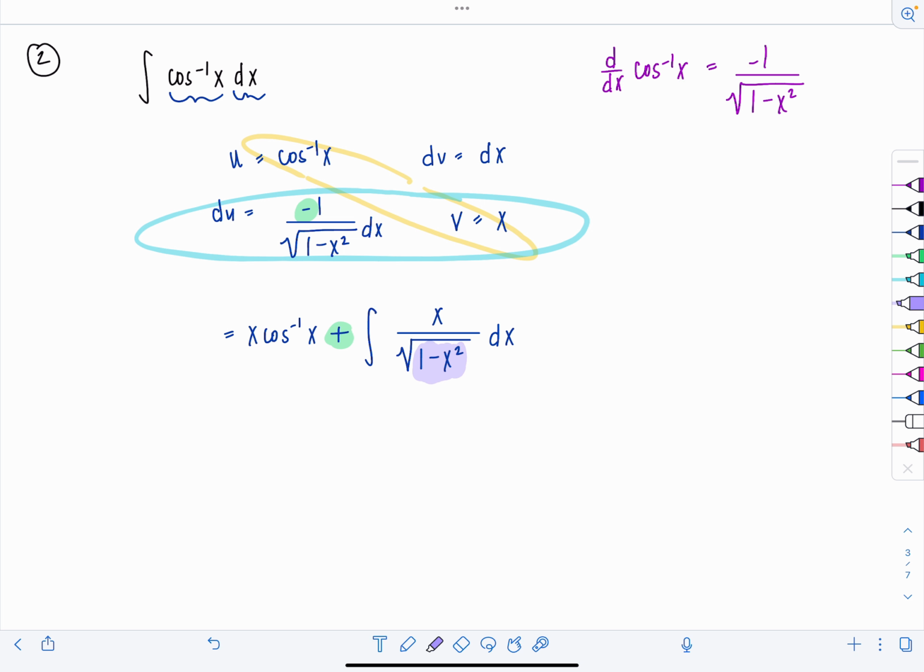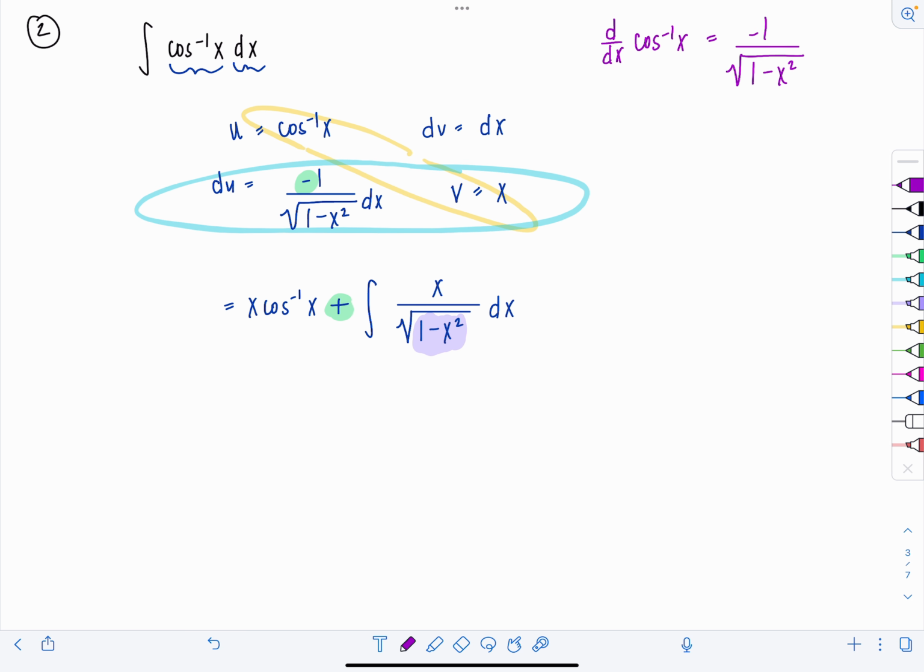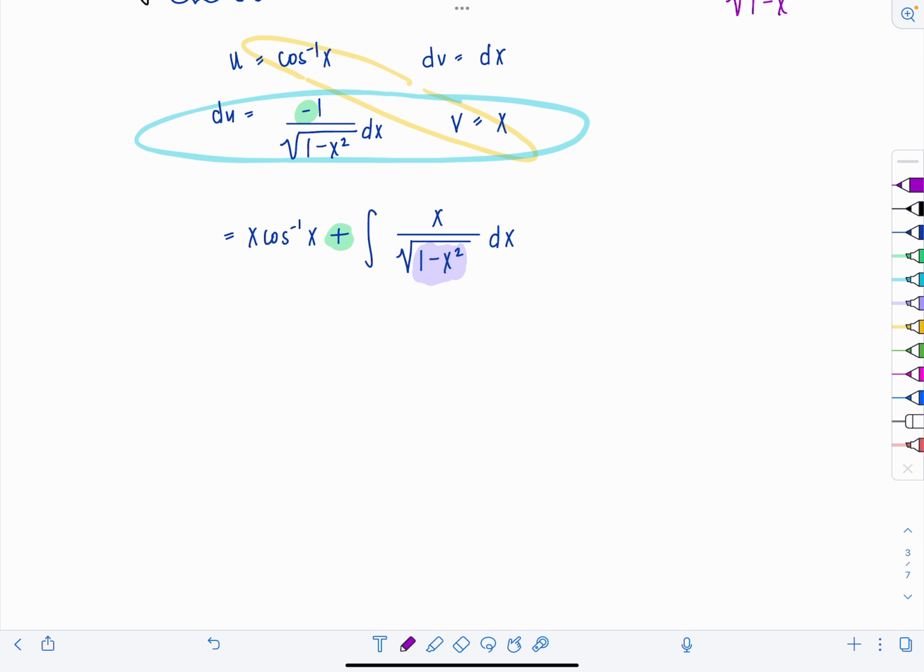But we have to be careful and precise. We've already used up the variables u and v earlier, right? When we set up our integration by parts. So you can't use a u substitution. Pick a different letter. Let's use t. How about that? So let's let t equal 1 minus x squared. So dt would be negative 2x dx.